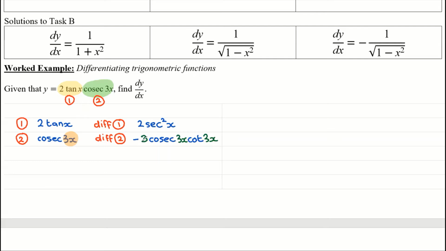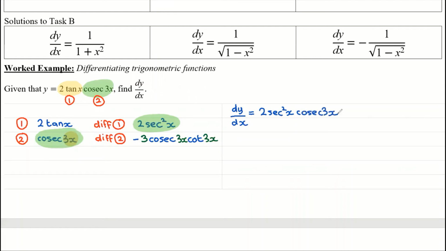Okay, so let's apply the product rule now. So the product rule tells me I have to take the product of the diagonals and sum them. So if I start with function 2 and go diagonally, so we're consistent all the time, and then I multiply that by the derivative of function 1. So we have consistency as well, remember, with the quotient rule as well. So dy by dx is going to equal the product of those two. So I'm going to move the 2 to the front, and I'm going to write this as 2 sec squared x cosec 3x.